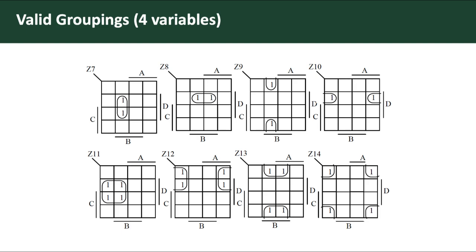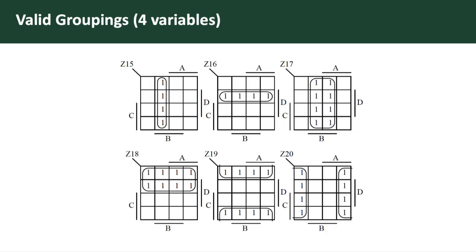Z13 is a horizontal 4-cell group, an entire row. The row is constant, so the 2 row variables are constant, but both column variables vary. C and D are eliminated, leaving a product term in A and B. Z14 is a left-right wraparound 4-cell group, 2 cells on the left edge and 2 cells on the right edge, same 2 rows. This forms a valid 2 by 2 rectangle when the map wraps. Notice that valid groups are always power of 2 rectangles. If you cannot see a rectangle, even accounting for wraparound, the grouping is invalid.